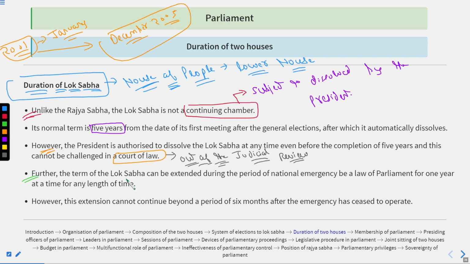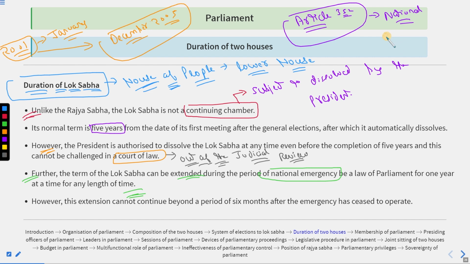Further, the term of the Lok Sabha can be extended during the period of national emergency, by a law of Parliament, for 1 year at a time, for any length of time. Like if the national emergency is in force, which means Article 352, which stands for the national emergency, is in force, then the Parliament's tenure could be extended for 1 year. However, this extension cannot continue beyond the period of 6 months after the emergency has ceased to operate.